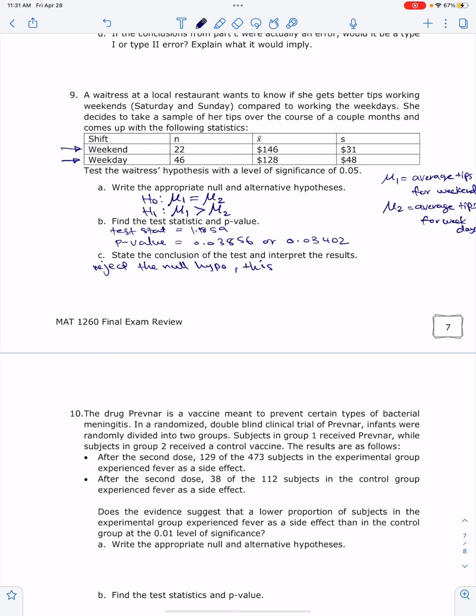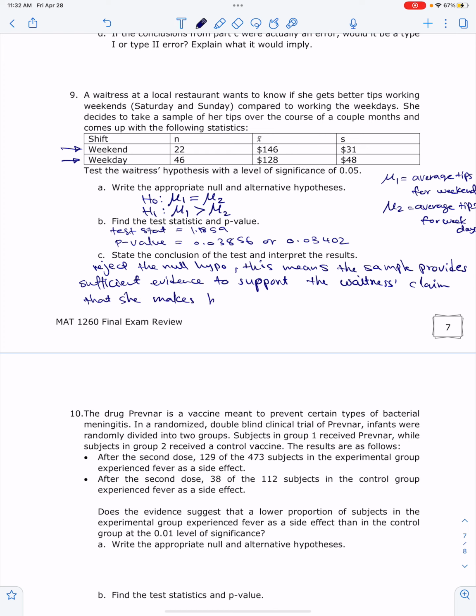This means the sample provides sufficient evidence to support the claim, the waitress's claim, that she makes better tips working weekends. So that is question number 10.